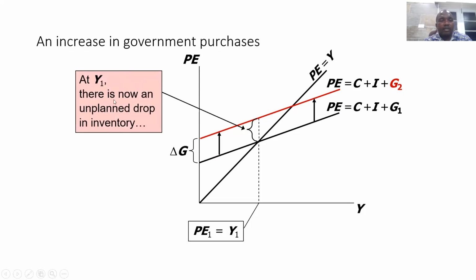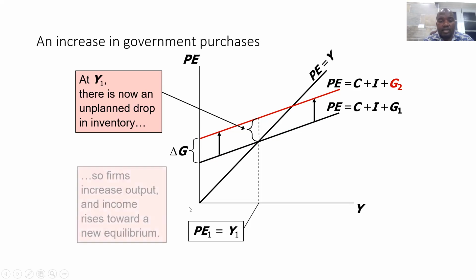At Y1, there is now an unplanned drop in investment because planned expenditure is increased. So at this original level of national income, inventories are declining very fast because people are spending more, or they are expected to spend more. So shops are beginning to take things which were accumulated in the warehouses because of the increase in government spending.